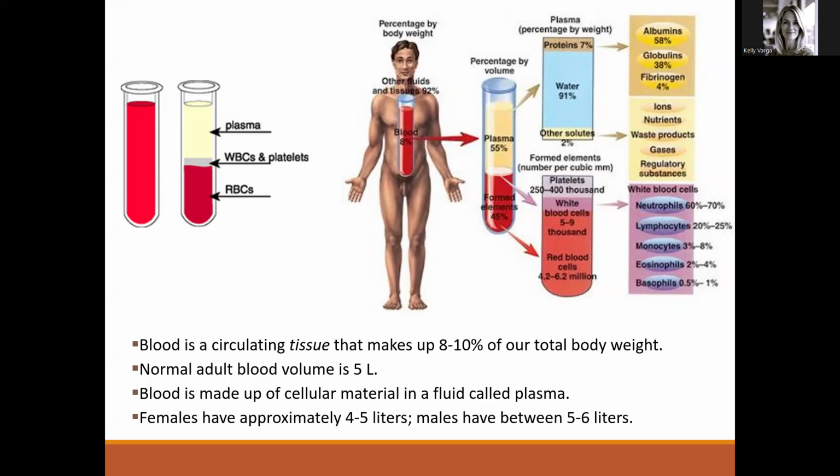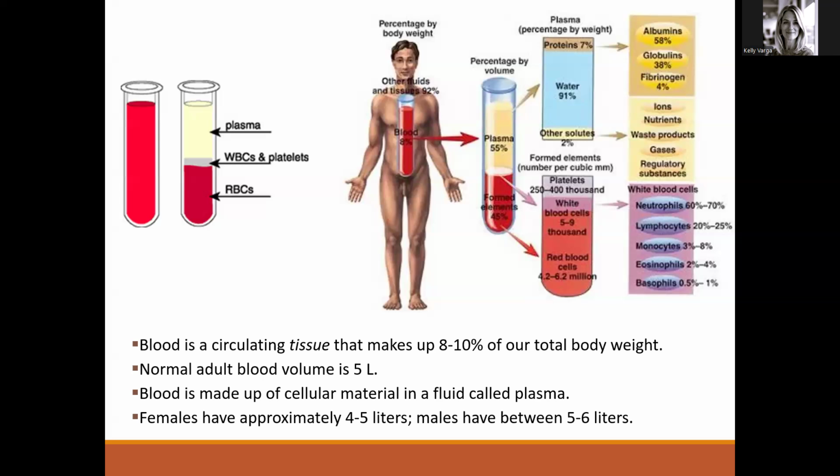the total body weight. Normal conditions, again, remember biological swing, environmental conditions, et cetera, disease states, gender, not gender, sex, I apologize, age, right? All of those things. But normal adult blood volume is around 5 liters total. Females roughly between 4 to 5. Males, because they tend to be bigger and have a larger muscle mass, 5 to 6 liters. And it is made up of a multitude of cellular material in a suspended fluid known as plasma.